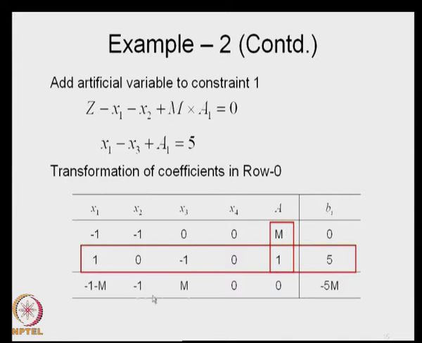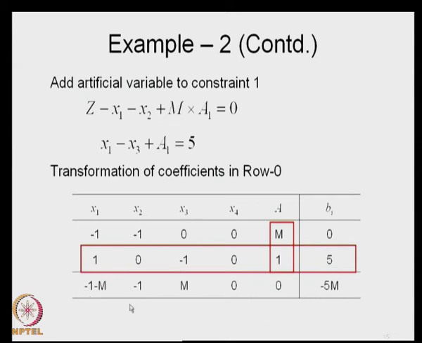Now, you take all these variables. So, you are first transforming the coefficients of the z row. So, this is the z row, this is a row containing the artificial variable. You do all this transformation like we did in the previous example and rewrite the transformed row. So, this is the transformed row: minus 1 minus m, minus 1, m, 0, 0, minus 5 m. So, this becomes the transformed z row.